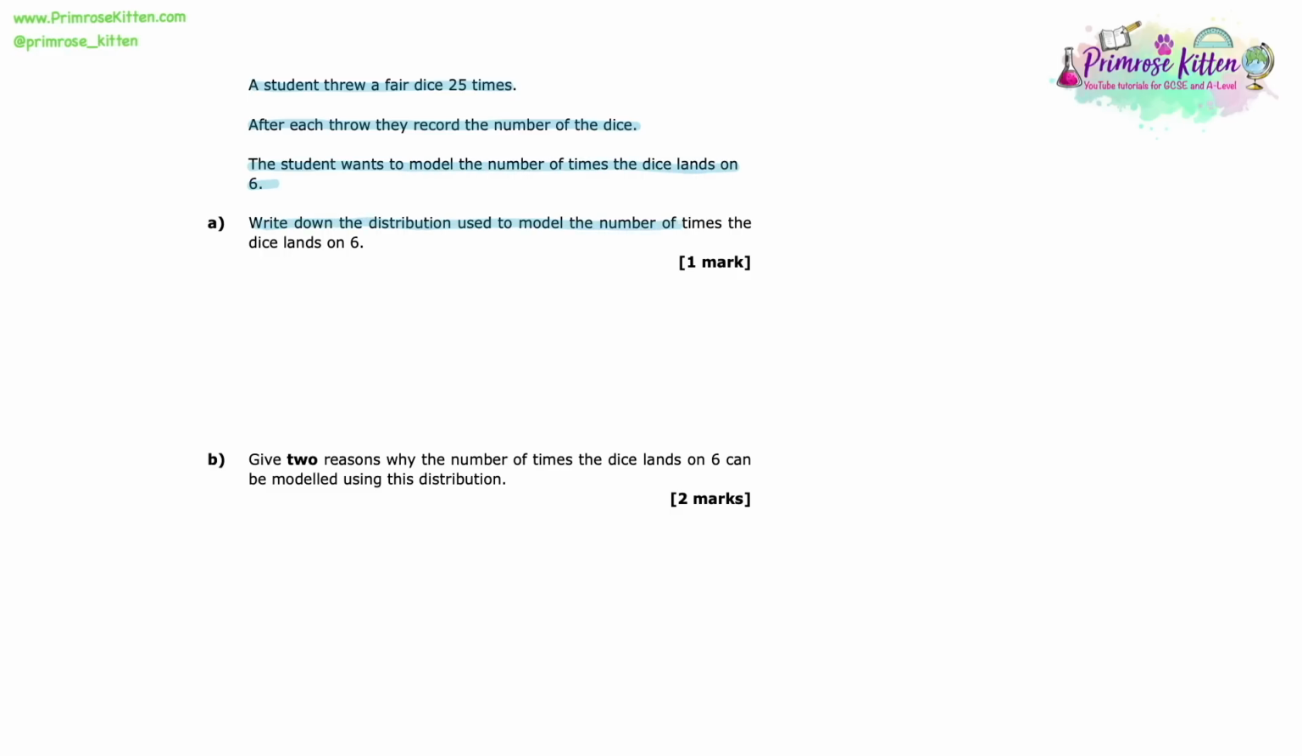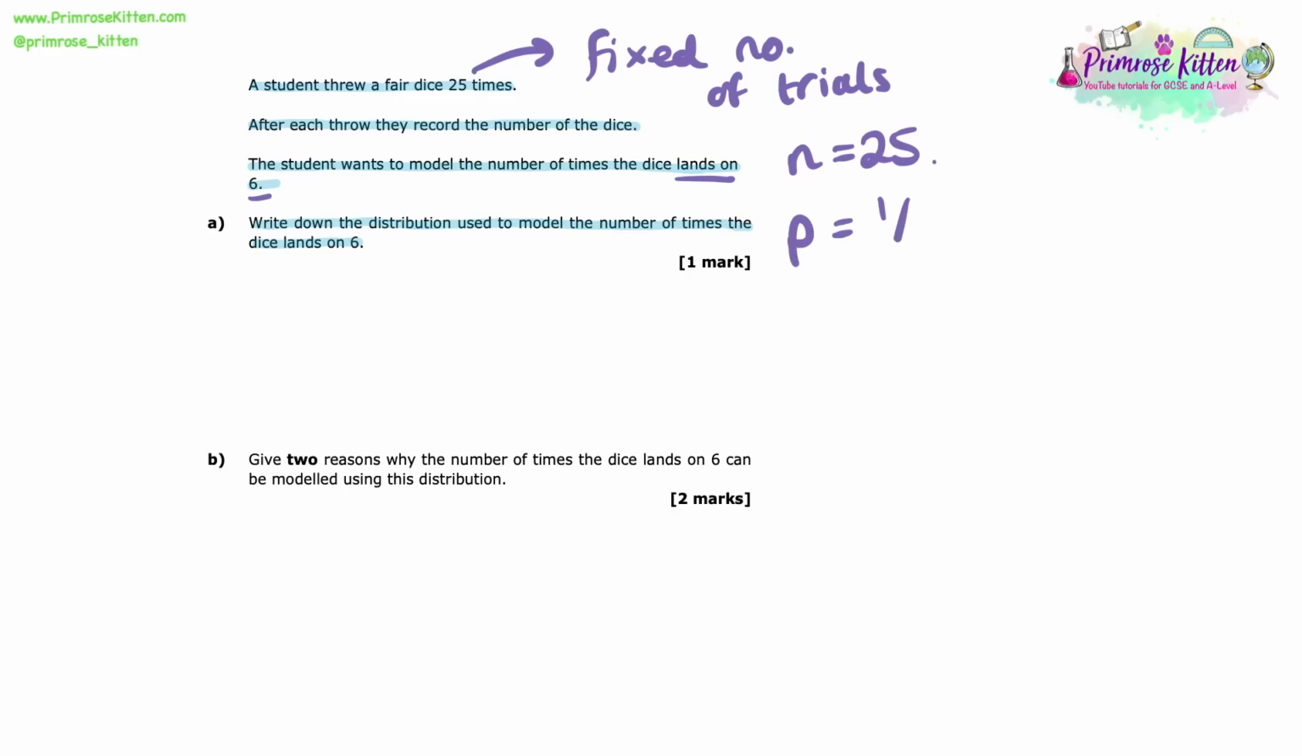Here we're asked to write down the distribution used to model the number of times that the dice lands on a 6. So looking at the information we've been given, I can see that we have this fixed number of trials. So we could say that n is equal to 25. At the same time, I can see we have a probability of this event happening too. Because this is a fair dice, we know that the probability that it lands on a 6 will be equal to 1/6. Now, because we know n and we know p, we can say that this is a binomial distribution.